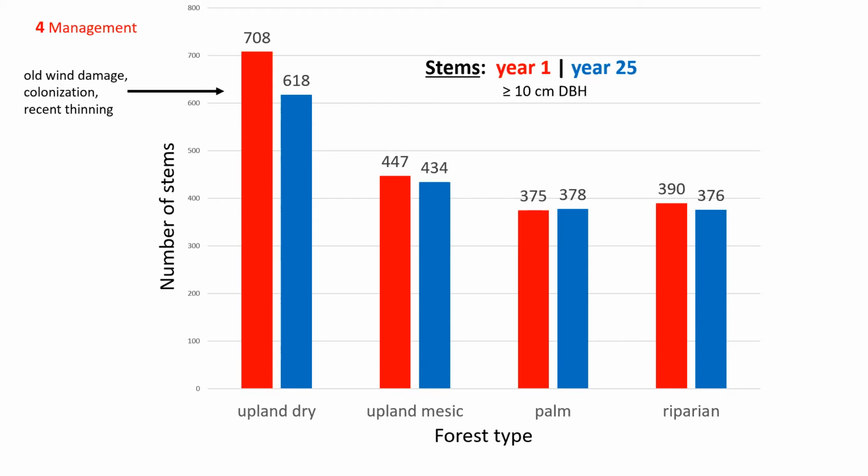So the lesson here about dynamics of old growth forests is, yes, they can be pretty stable in terms of stem numbers, but natural disturbance can make them pretty dynamic too, in terms of stem number going up and stem number going down.